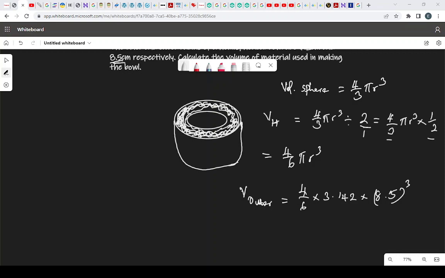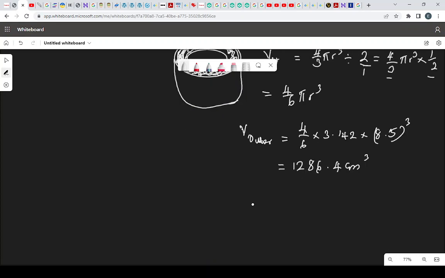8.5 cubed gives us 614.1 approximately. Then multiplied by 3.142, 3.142 multiplied by 4 is equal to 7,718.3, divided by 6. Divided by 6 gives us 1,286.4 approximately. 1,286.4 centimeter cubed. That's the volume of the outer part of the bowl.